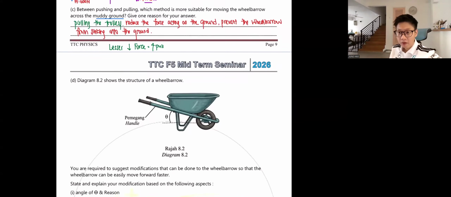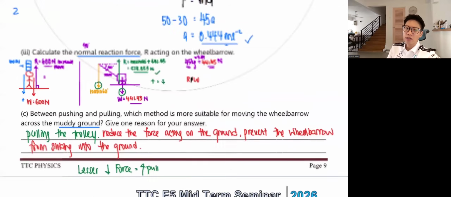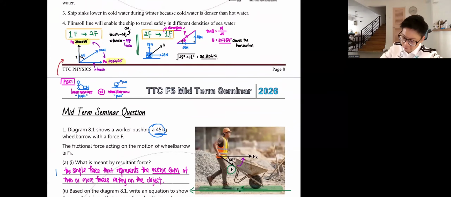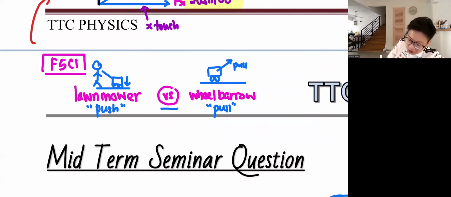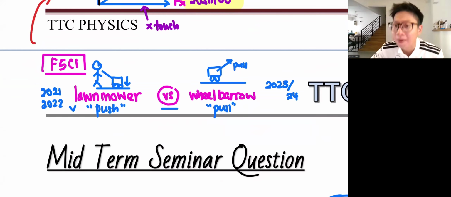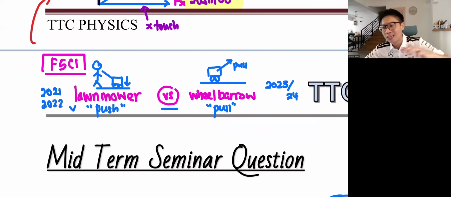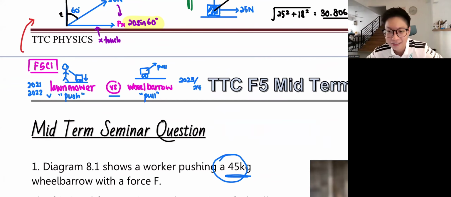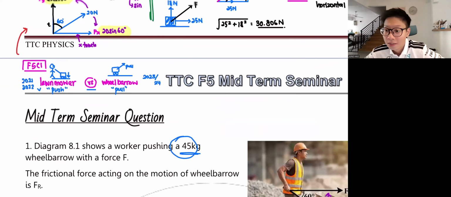Okay, so next, therefore, guys, this is the first part. You have to mentally be able to know the difference between a lawnmower and a wheelbarrow, and what the physics concept involved is. In 2021, 2022, lawnmower was a hot topic. From 2023/24 onwards, wheelbarrow was the hot topic already. So that's like a fashion one, physics.